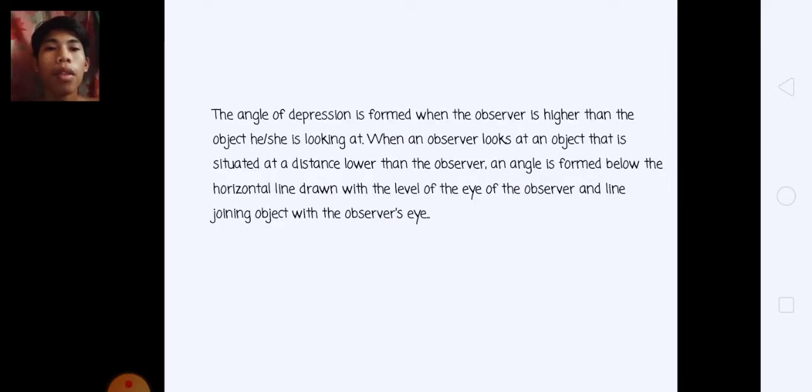For today's topic is all about angle of depression. First, we're going to determine what the angle of depression is. The angle of depression is formed when the observer is higher than the object he or she is looking at. When an observer looks at an object that is situated at a distance lower than the observer, an angle is formed below the horizontal line drawn at the level of the eye of the observer, and the line joining the object with the observer's eye.